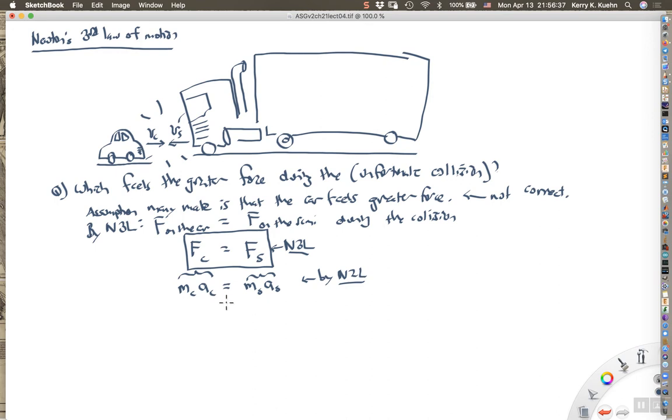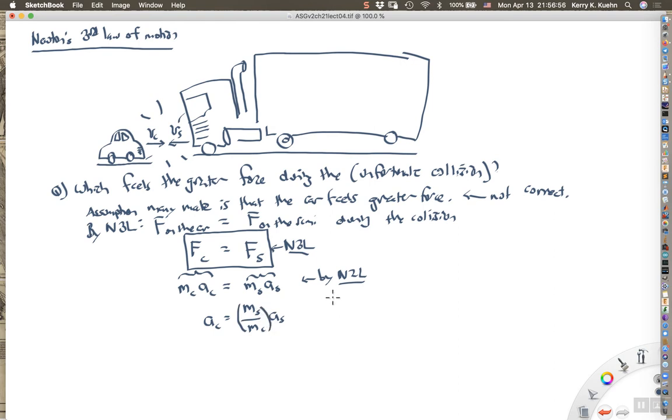Okay, now what I'm going to do is I'm going to rearrange these a little bit. So acceleration of the car is equal to, I'm going to divide both sides by the mass of the car, the mass of the semi divided by the mass of the car times the acceleration of the semi. And here you might see where I'm going with this.